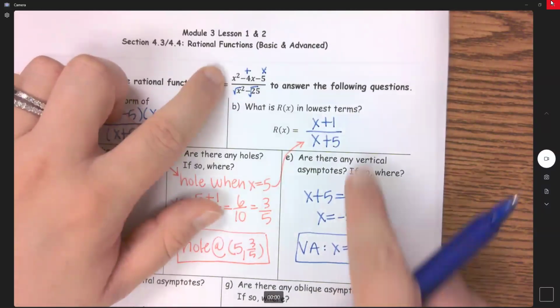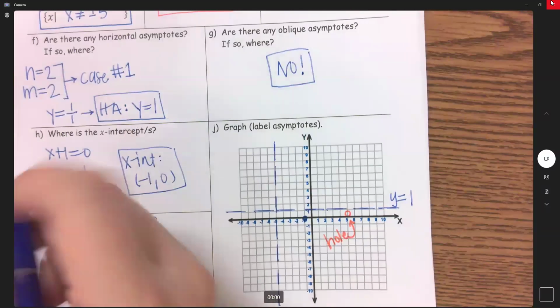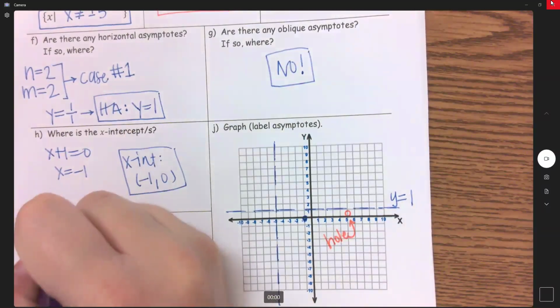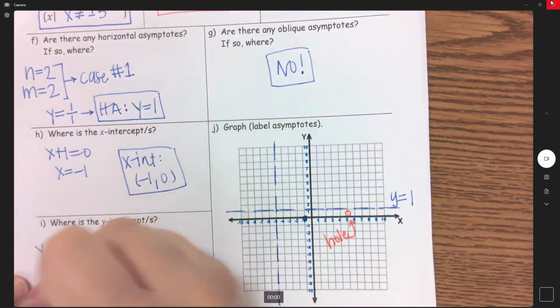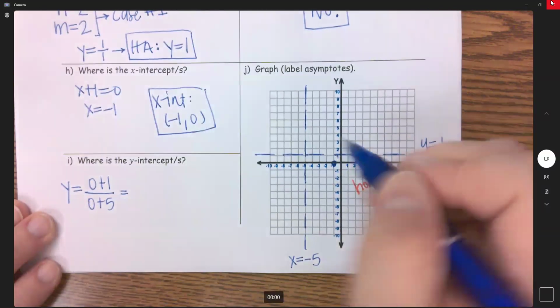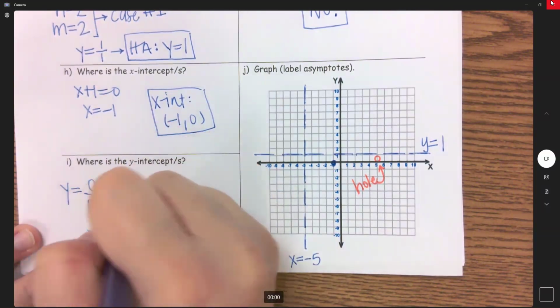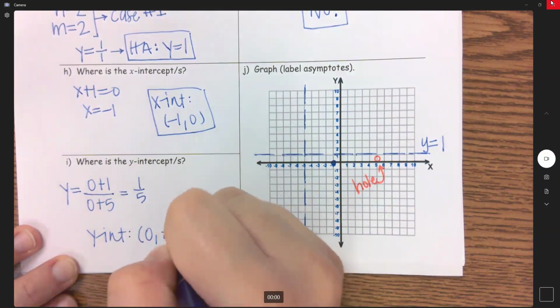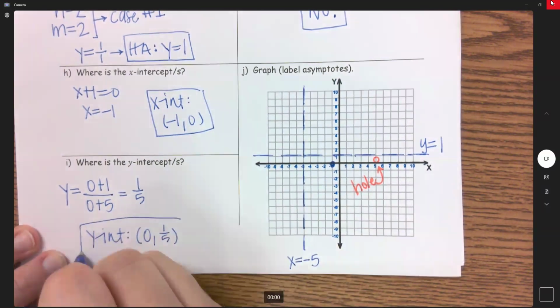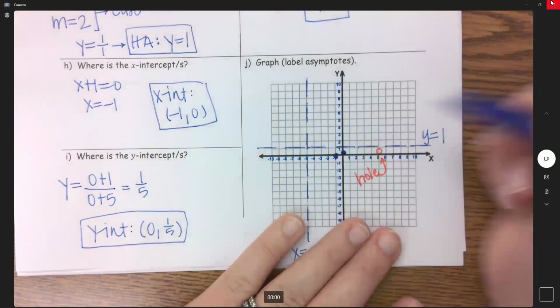So you can do this in either one. It doesn't matter which. Lowest terms is going to be the easiest. So I've got y equals 0 plus 1 over 0 plus 5. So we get 1/5. So we have a y-intercept at 0, 1/5. So right there.